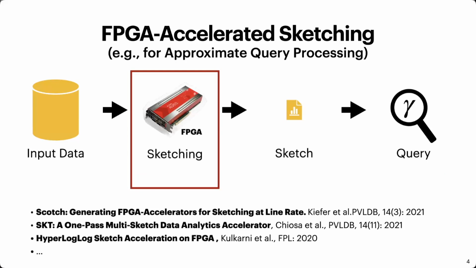Field programmable gate arrays, or short FPGAs, have been found to be a good architecture to perform sketching at high throughput. In particular, there have been publications that even propose FPGA-based data analytics accelerators based on sketching. And a couple of them are listed on the slide. And especially in these setups, high throughput is as crucial as ever.